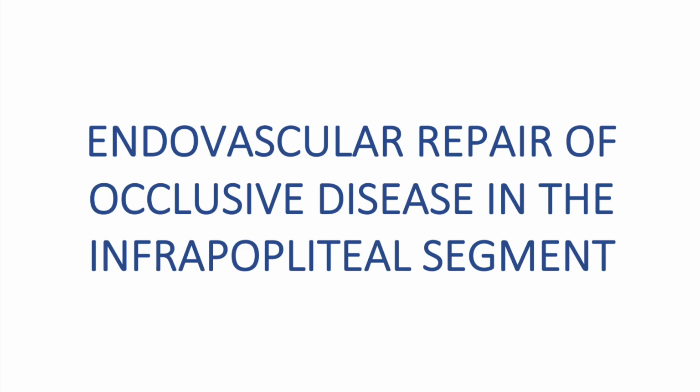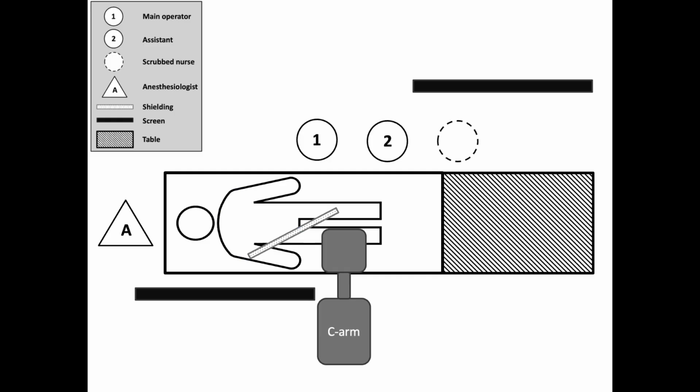Endovascular repair of occlusive disease in the infrapopliteal segment. In these cases, antegrade femoral access is typically used, and the recommended setup is shown in Figure 3. A table at the patient's feet for possible retrograde puncture might be added.